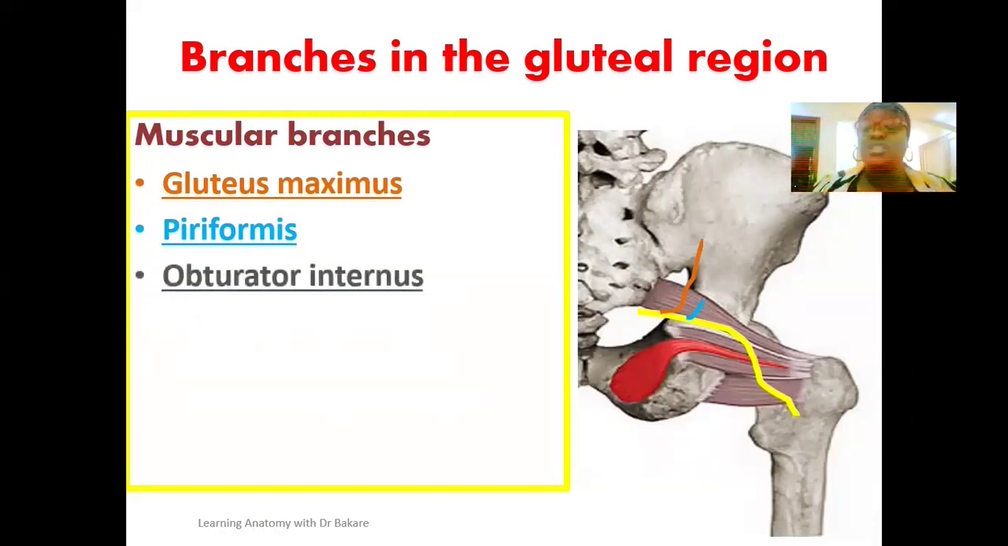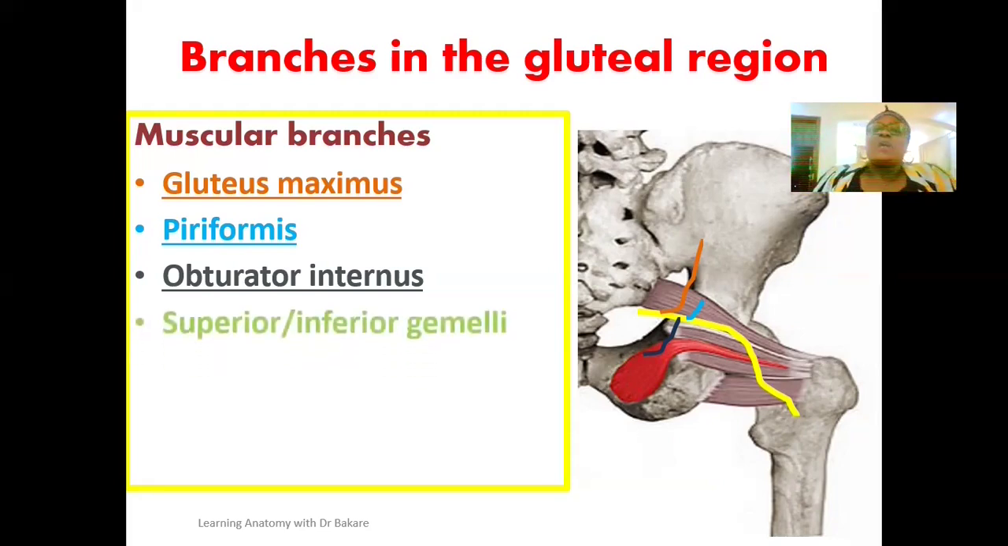Then we have the obturator internus, and this is where we have the branch to the obturator internus here. You see that this branch is seen to also give supply to the obturator internus muscle. The obturator internus muscle is also seen to receive branches from the superior gluteal artery and also the obturator artery. So the inferior gluteal artery is also seen to contribute to this supply.